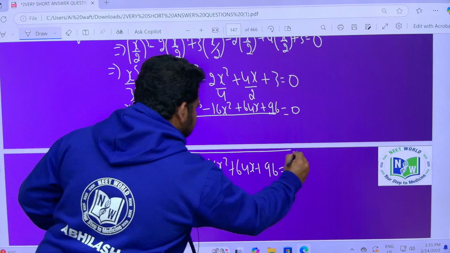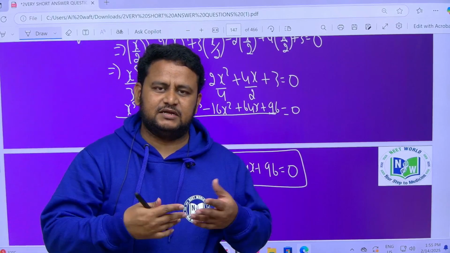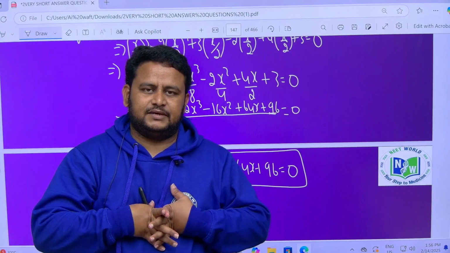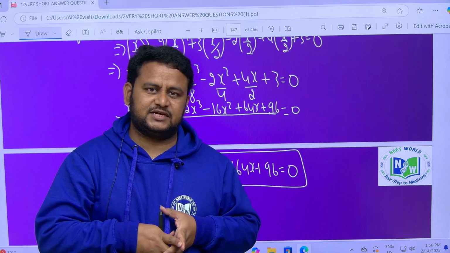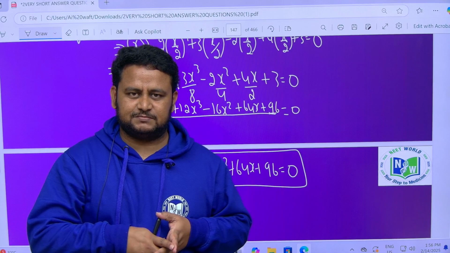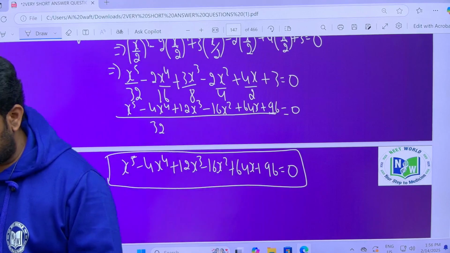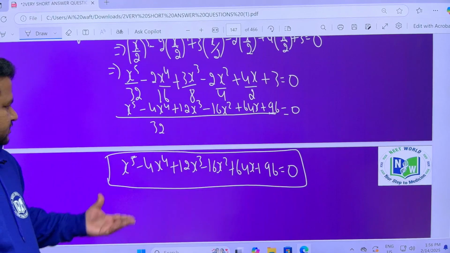This is how you solve this question, friends. Wherever x is there, replace it by x by 2 for 2 times. If it is 3 times, it means x by 3. If it is 4 times, it means x by 4. If it is n times, it means x by n. That's it. So we got this equation.